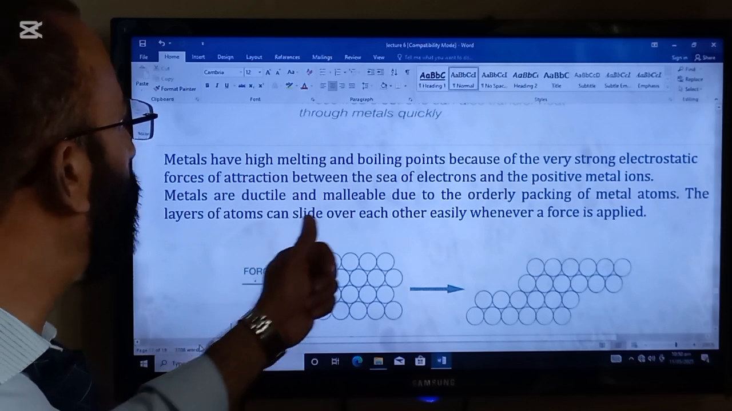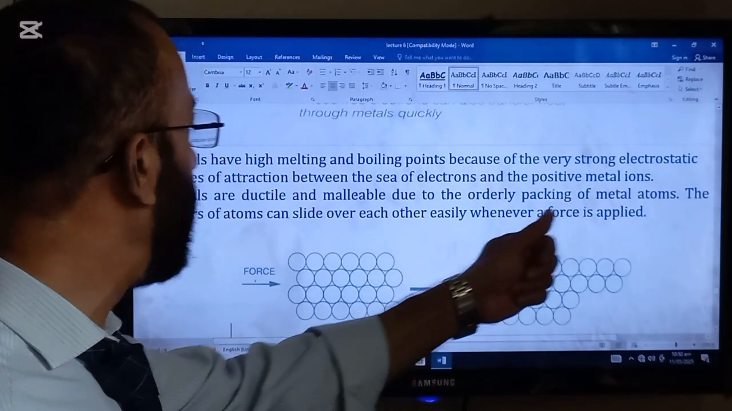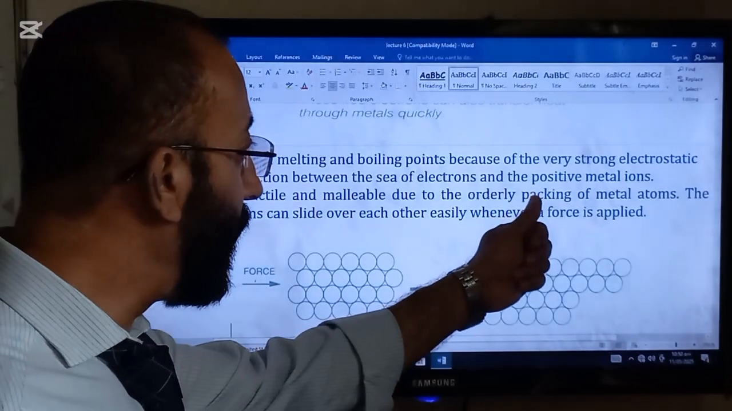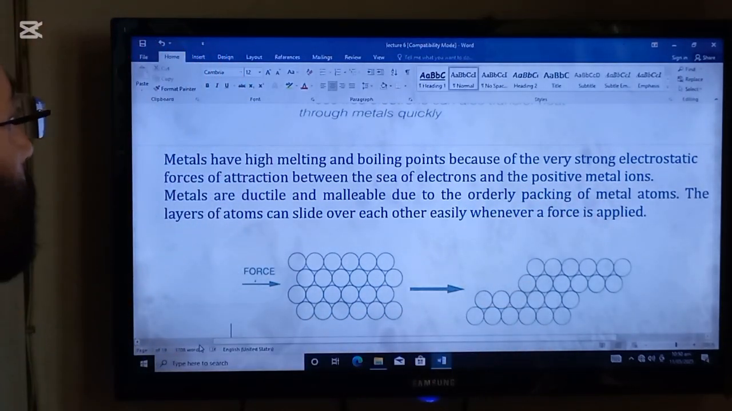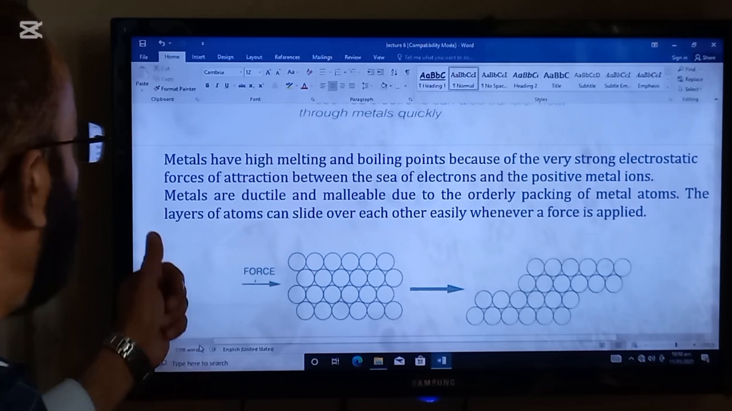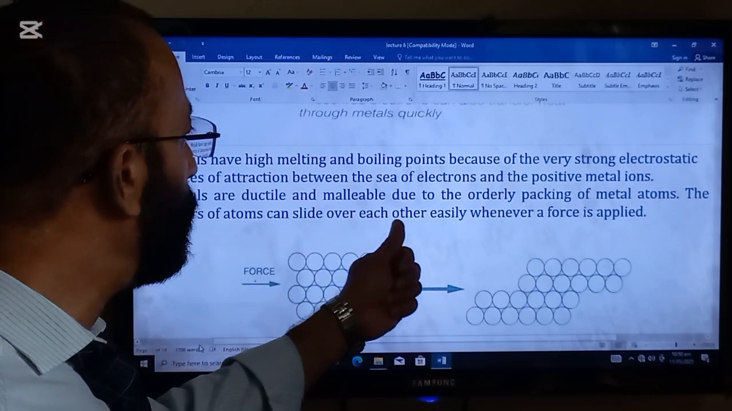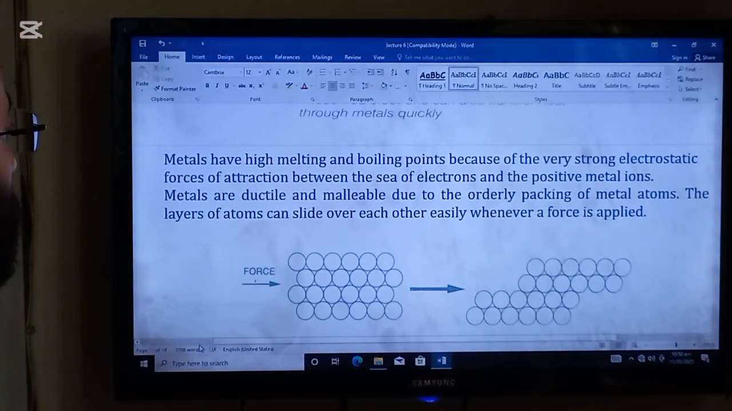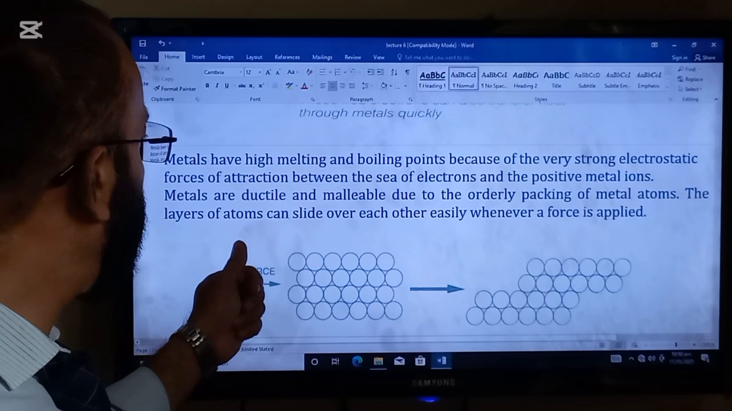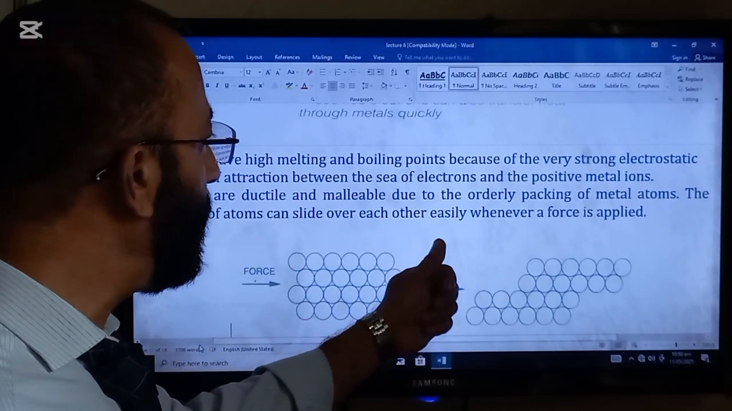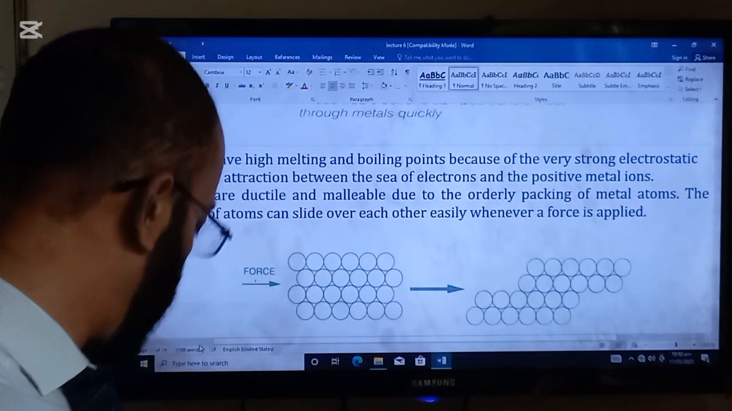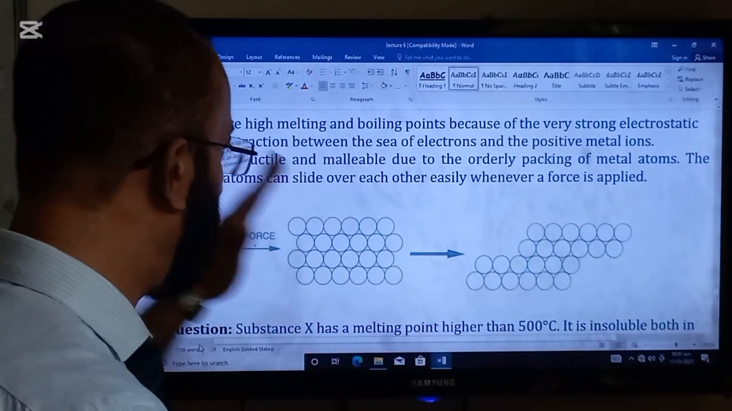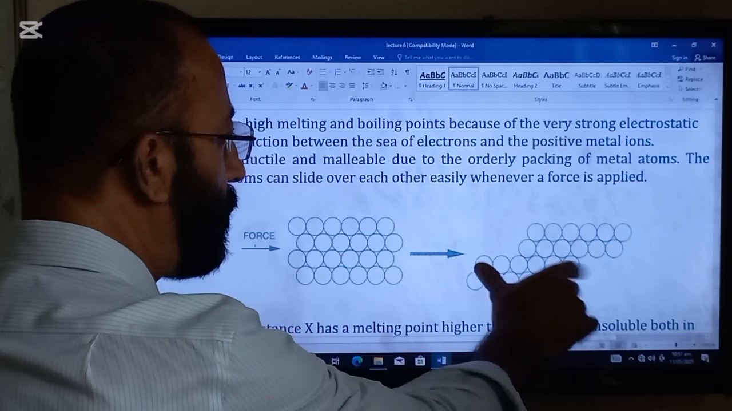Metals have high melting and boiling point because of the very strong electrostatic forces of the attraction between the sea of the electrons and positive metal ions. Metals are ductile and malleable due to the orderly packing of the metal atoms. The layers of the atoms can slide over each other easily whenever a force is applied. And this is the diagram representation. When a force is applied, layers can slide over each other.